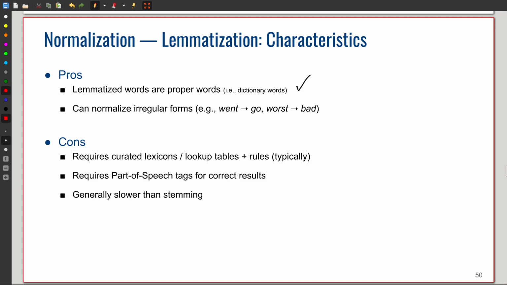It requires curated lexicons and lookup tables, and often requires that we part of speech tag first to get correct results. That's a little annoying because part of speech tagging is usually considered a downstream application of syntactic analysis. So to go back to lexical analysis after doing some syntactic analysis seems a little annoying. And because of all of these requirements, it's generally a bit slower than stemming. That might not be an issue if you're going to use the text over and over again, but for simple things that are only being used once, for example, user queries, it seems a little onerous to do this.